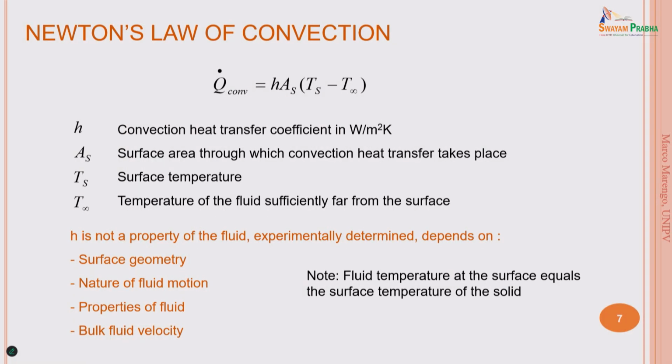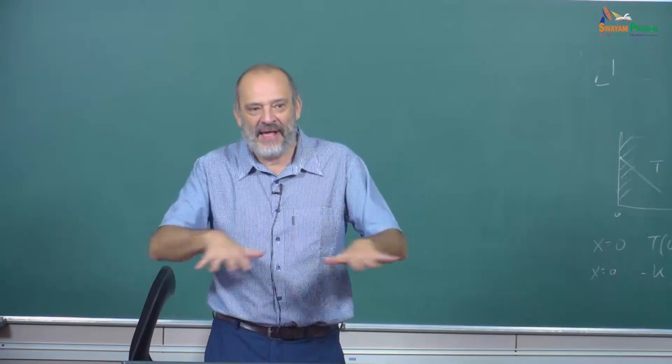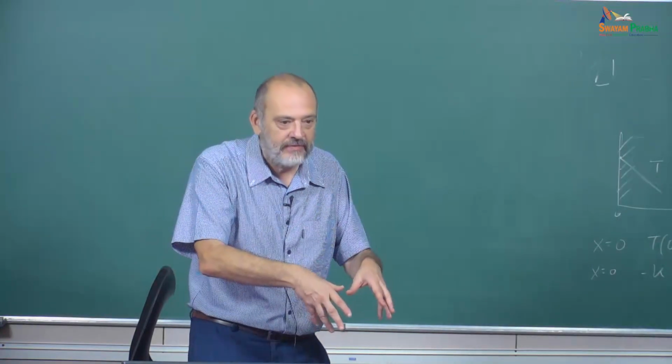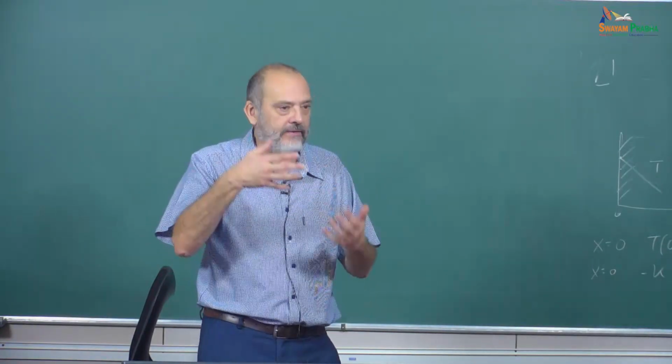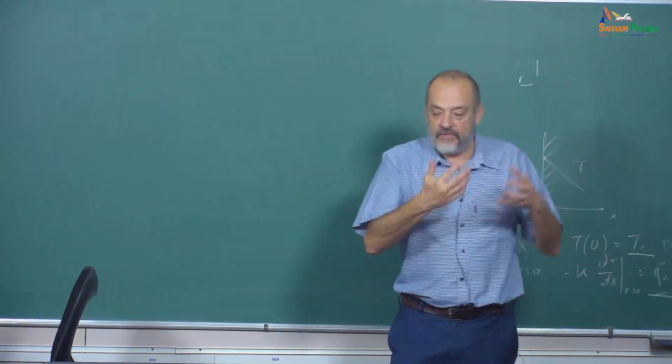h is not a property of the fluid, like a conductivity for the solid, the fluid, and the gas. This is something else. It depends on many, many characteristics. We are studying sprays, for example, impacting to cool a surface, and then we have an h that depends on many parameters: the dimension of the droplets, the velocity with which they are impacting on the surface, so the natural fluid motion, let's say.